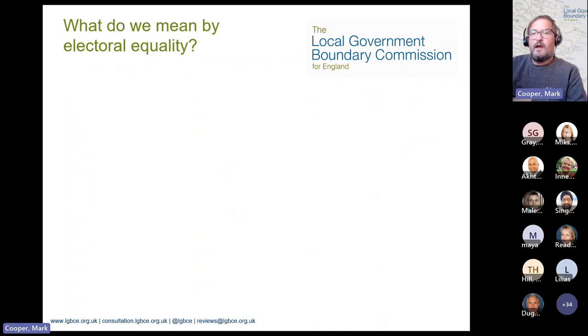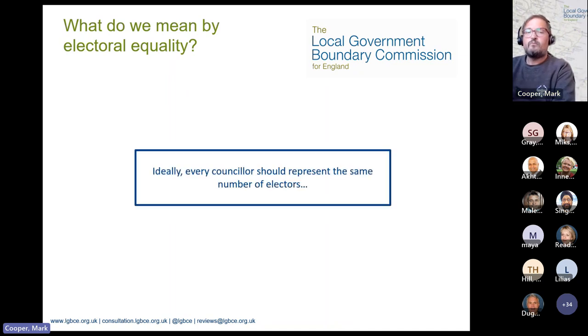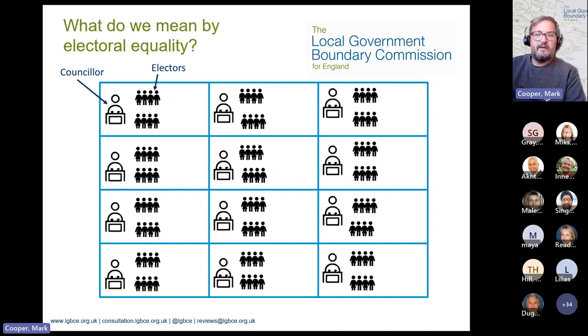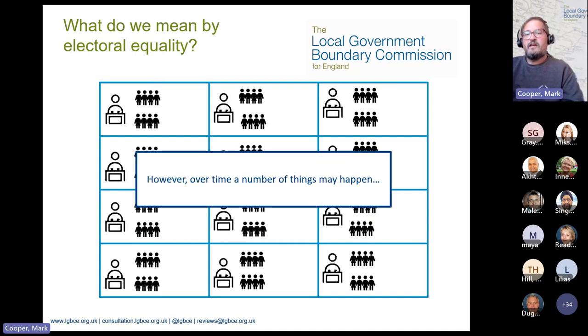So I'm going to talk now in a bit more detail about what we mean by electoral equality. Ideally, every councillor would represent the same number of electors. In a perfect world, it would look something like this. However, over time, a number of things can happen in the area which alter the number of electors different councillors represent.